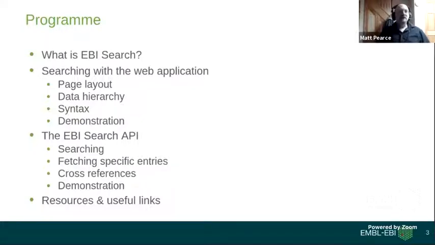And then we'll look at the EBI Search API, the programmatic way of accessing EBI search. And again, we'll run through searching, fetching specific entries, the cross-referencing functionality, and again, a demonstration. And finally, we'll finish up with some resources and useful links.